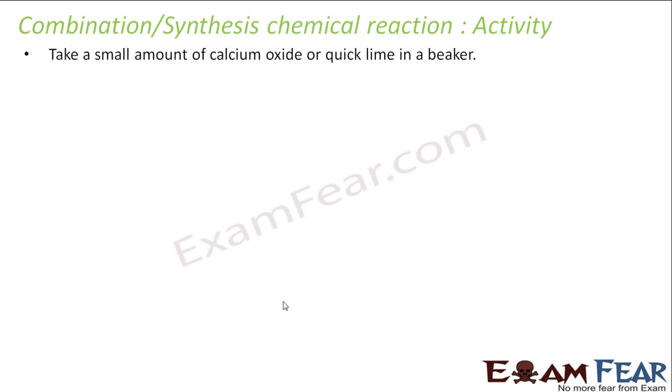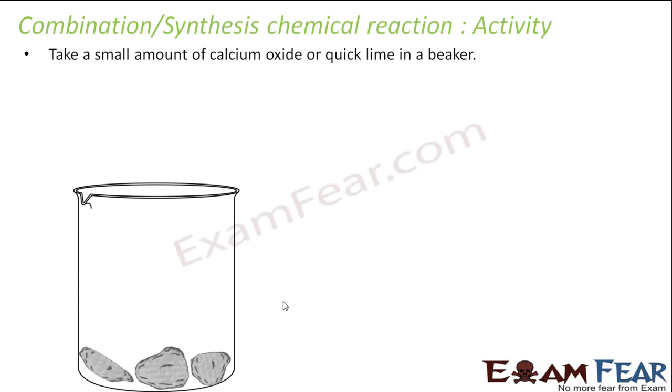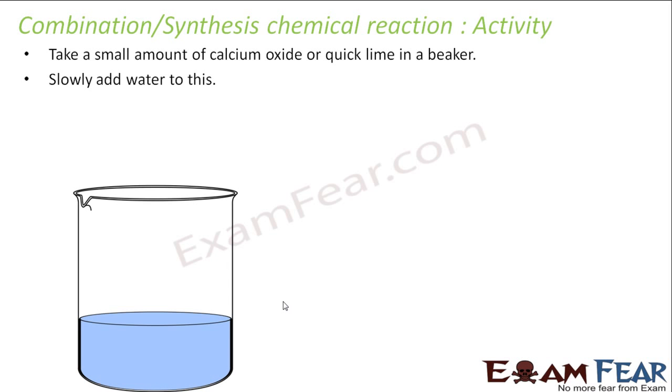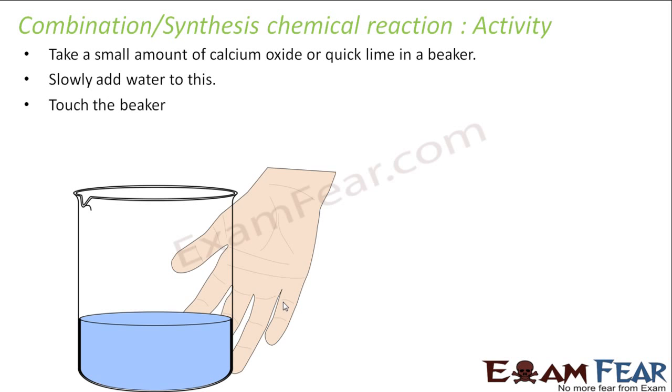Let's do an activity for that. So what I can do is we can take some amount of calcium oxide or quicklime in a beaker. So this is a beaker and we have taken some lime in this. Slowly add some water to it. Let's add some water. If you see, right, this thing got dissolved. The moment we add water, this thing got dissolved.